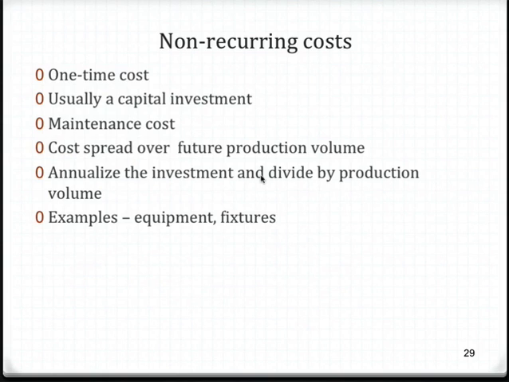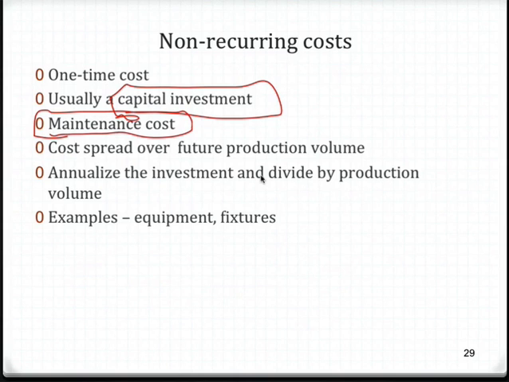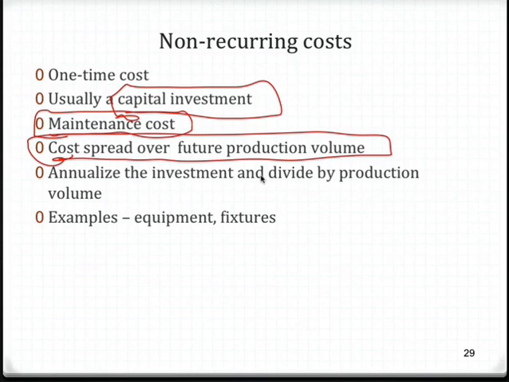The non-recurring costs are essentially a one-time cost during that time horizon. Usually it's a significant capital investment, such as a piece of machinery, CNC mill, a press, something that's significant. We also have a maintenance cost over that time horizon, and as we just indicated, the cost will be spread out over all future production volume.